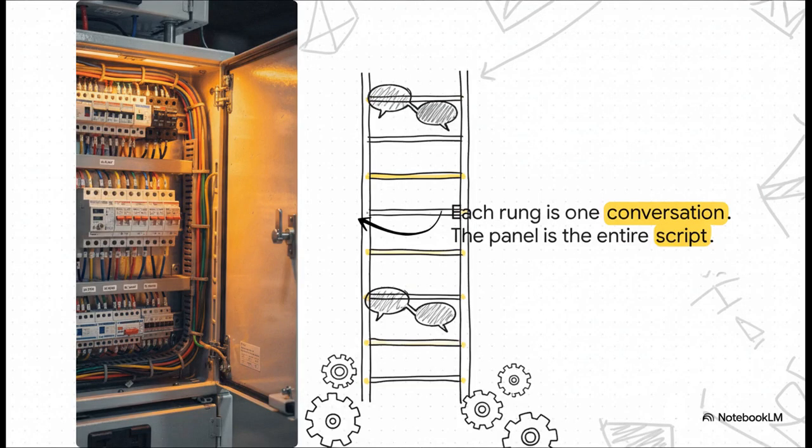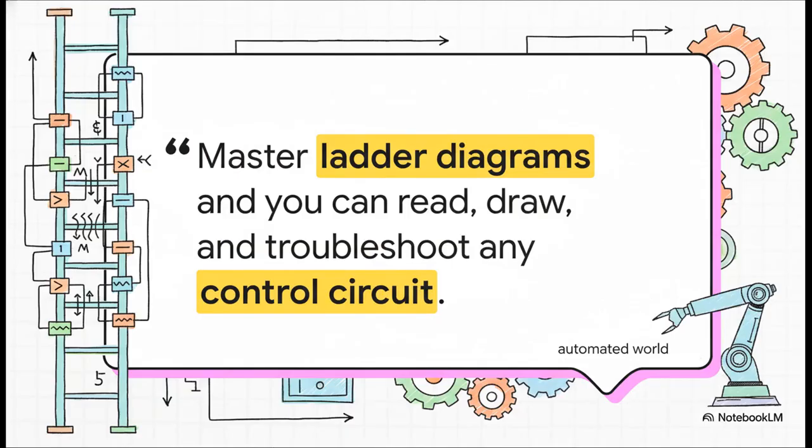Each rung isn't just a line on a diagram. It's a conversation telling one part of the machine what to do. The whole ladder diagram, that's the entire script for the machine's performance. And learning to read it is like learning to read the machine's mind. It really comes down to this quote from the experts: master ladder diagrams, and you can read, draw, and troubleshoot any control circuit. This isn't just theory.